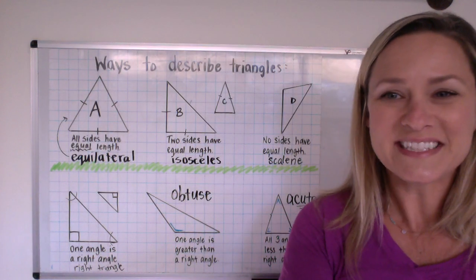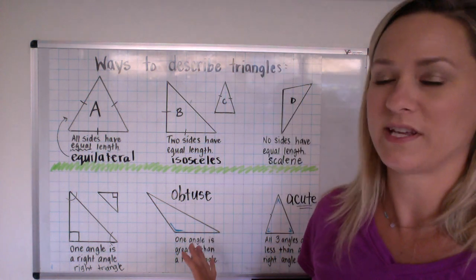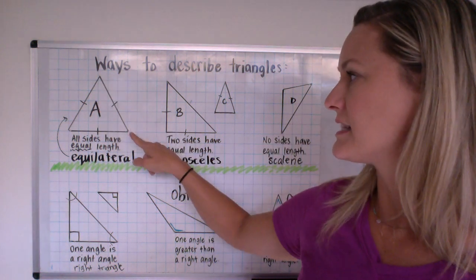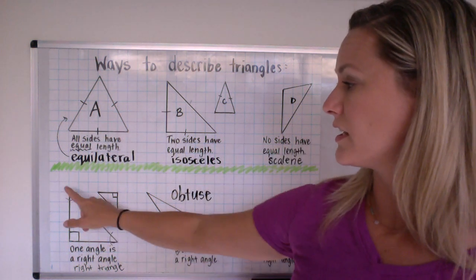All right, so now it's time for you to check in with your teacher. Now that you know there are two different ways to classify triangles. You can either look at the size and the length of the sides, or you can look at the angle measurements.